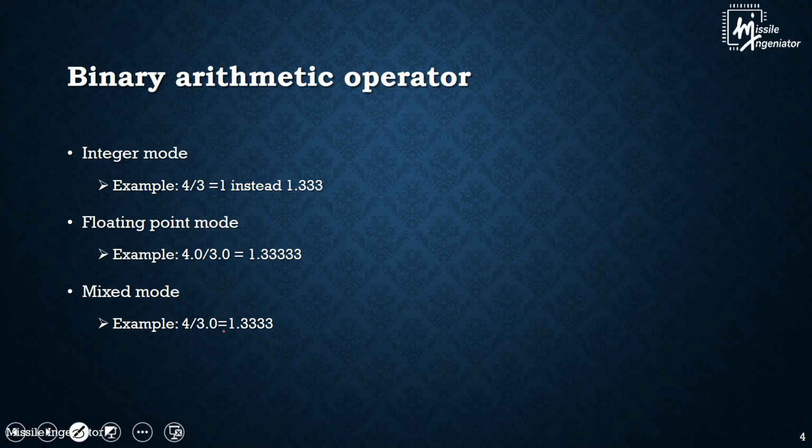The next thing is integer mode. Suppose we are dividing 4 by 3. If 4 is an integer and 3 is also an integer, and you are assigning that value to an integer variable, say a is an integer, then instead of storing 1.33 in a, as a is an integer type, the value is stored as 1. This is what happens in integer mode, where we store only the integer value.